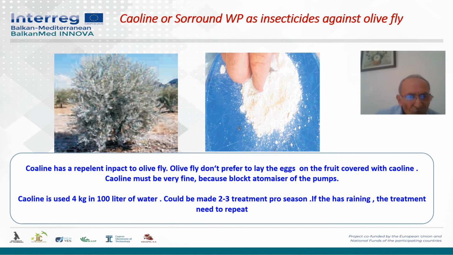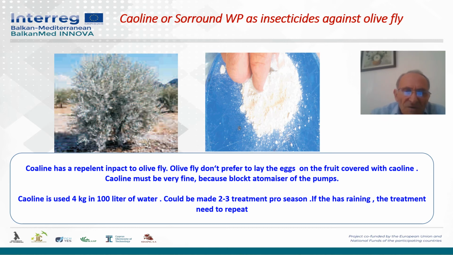Kaolin is used at 4 to 5 kilograms in 100 liters of water. Two or three treatments could be made per season. If the rain is very heavy, if we have rainy days with 15 to 20 millimeters, we need to repeat the treatment because the film that covered the green plants is washed off.